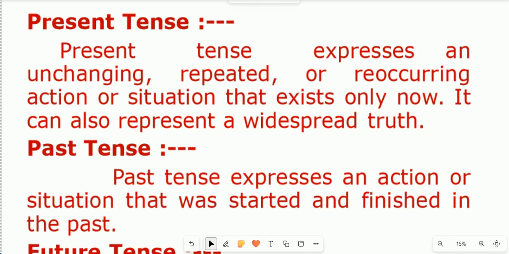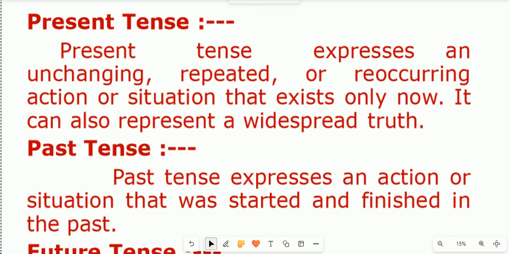Now the present tense expresses an unchanging, repeated, or reoccurring action or situation that exists only now. It can also represent a widespread truth. So when we want to talk about things that are happening presently, or things that are repeated, for example, I go to school daily. It's an activity that I repeat daily, so I'll write about it in the present tense because it's an action that is repeated or reoccurring. An action or situation that exists only now.